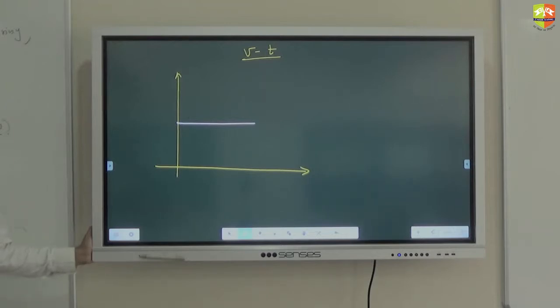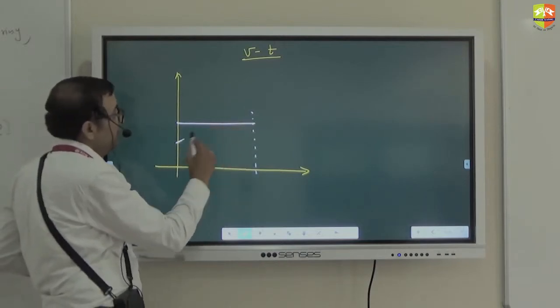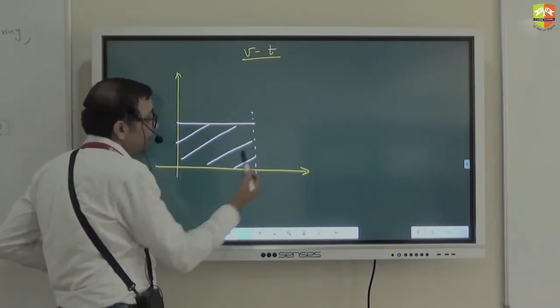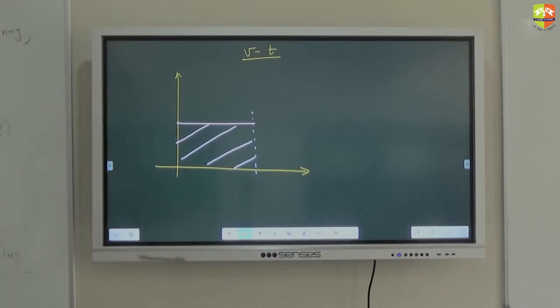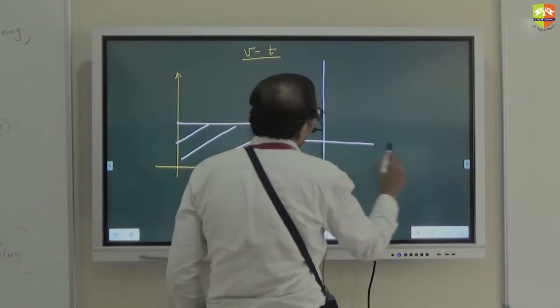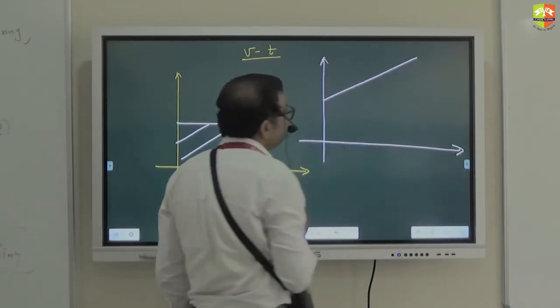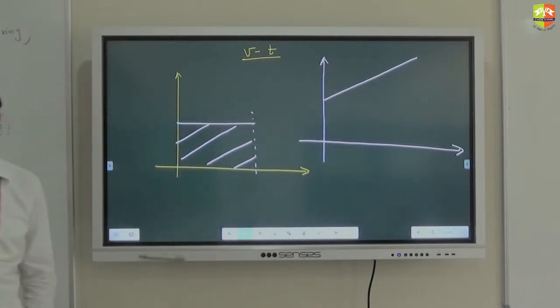Velocity into time, which is graphically what? Area. So, if velocity is constant, area under the graph is displacement. This is what we have seen right now. Now, if velocity is not constant, then can I say area under the graph is the displacement? Can I say that? Yes.